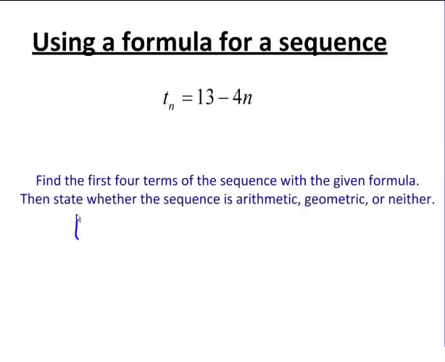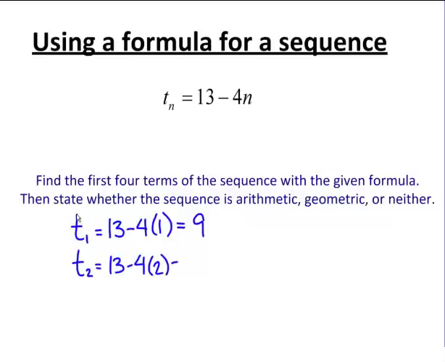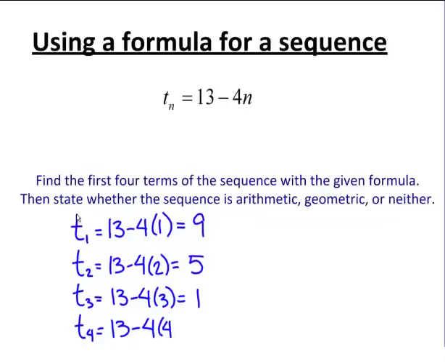We'll start this with n equals 1. So the first term is 13 minus 4 times 1 because n is 1. So the first term of this sequence is 9. Then n equals 2 will give us the second term. So t sub 2 is 13 minus 4 times 2, which is 5. Similarly, the third term is 13 minus 4 times 3, which is 1. And then lastly, the fourth term is 13 minus 4 times 4, which is -3.